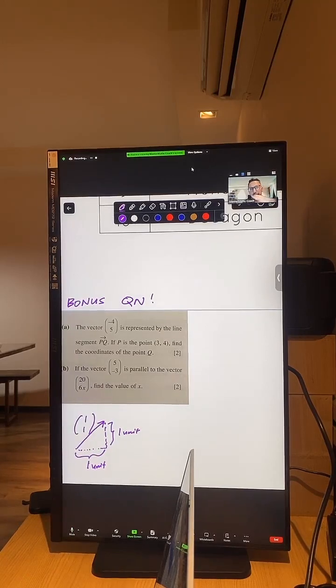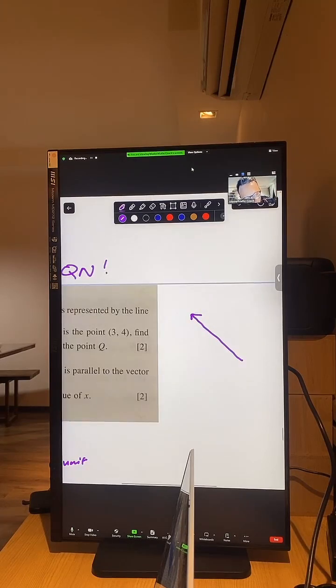So the vector minus 4, 5. That means in the x direction, it's going towards the left, 4 units to the left. And in the y direction, it's going up by 5 units. So the vector will look something like this. Let me draw it out for you.